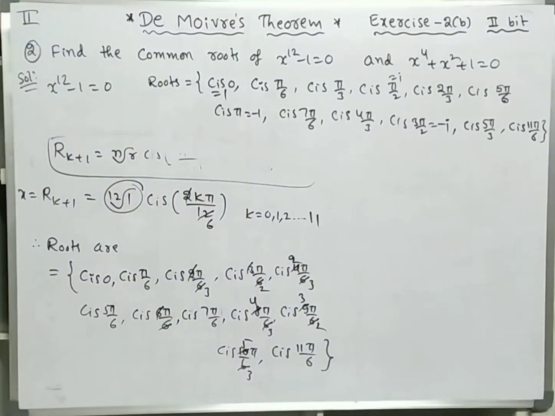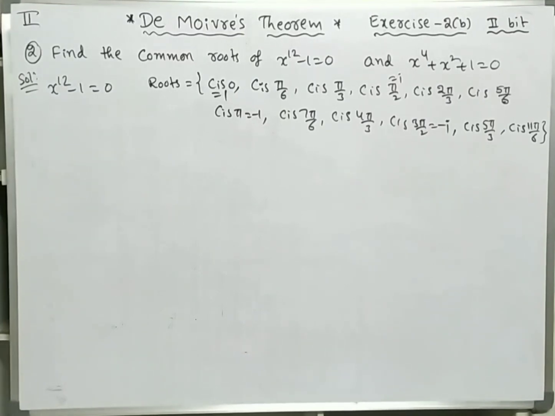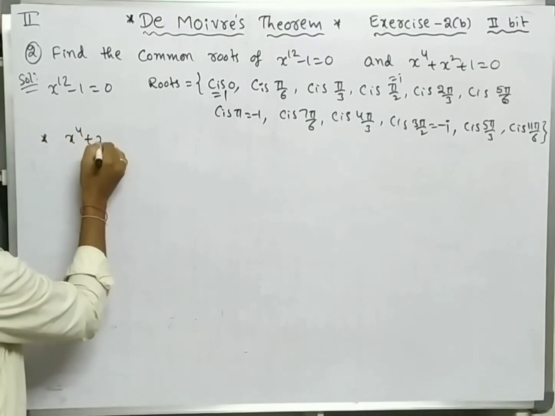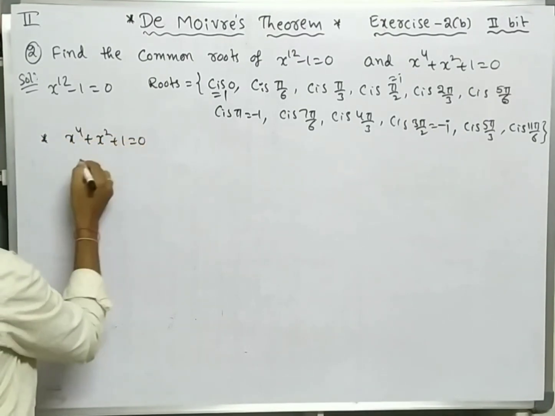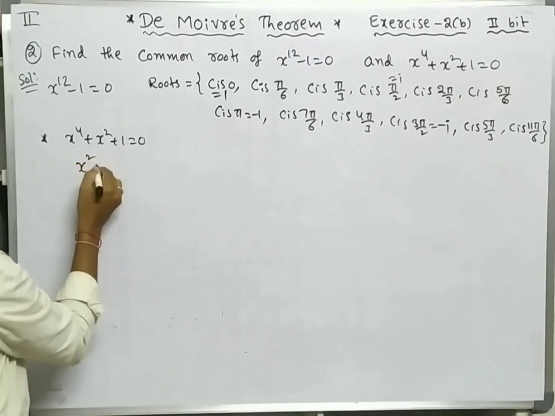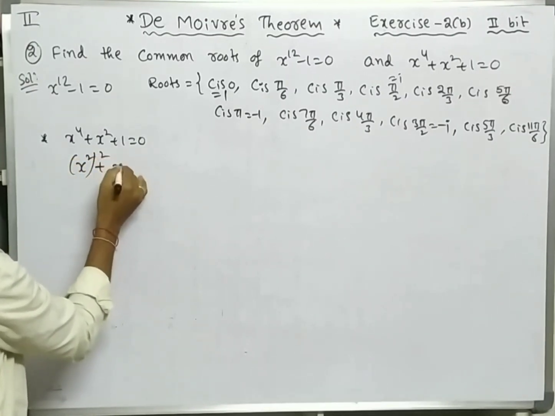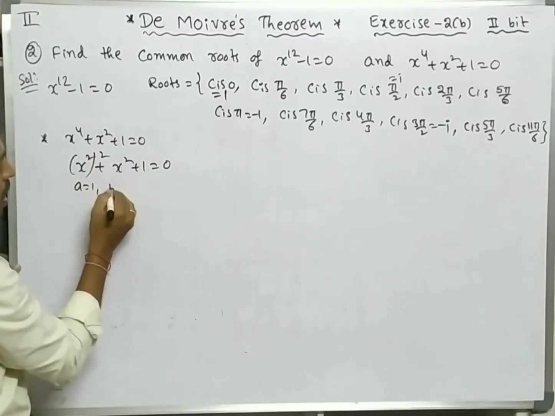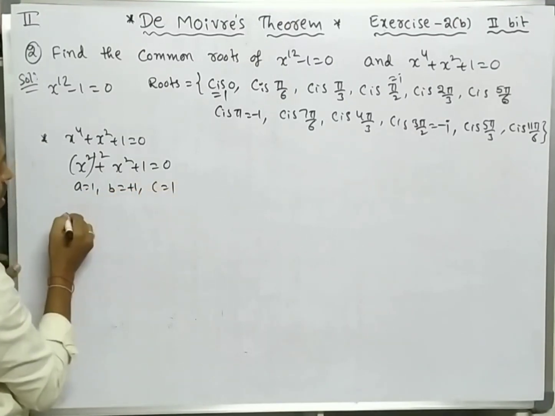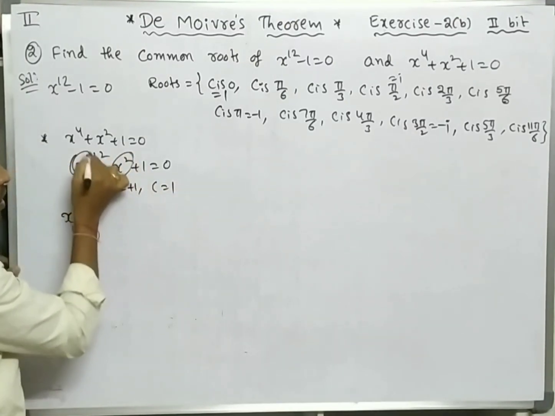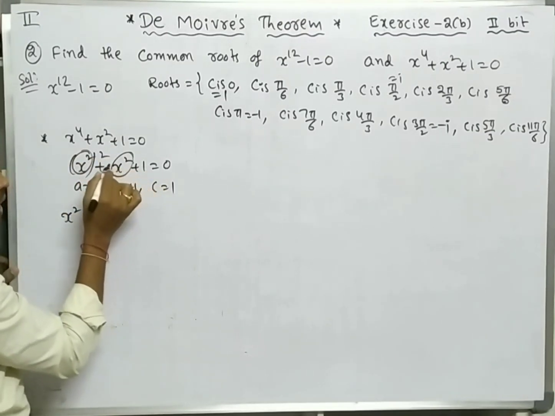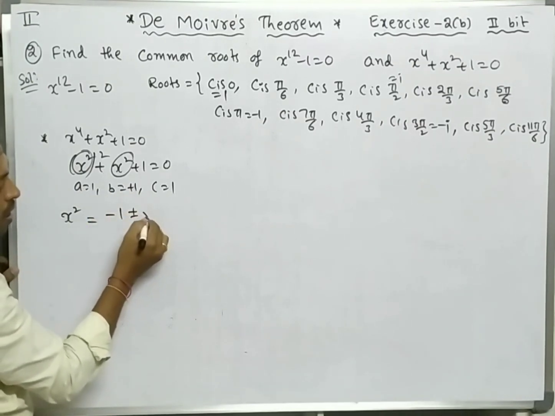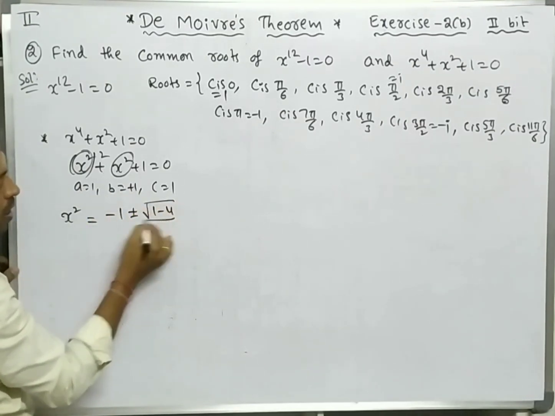Now, the roots of x^4 plus x^2 plus 1 equals 0. It is in quadratic form, that is (x^2)^2 plus x^2 plus 1 equals 0. Here a is 1, b is 1, c is 1. So this is a quadratic equation in terms of x^2. x^2 equals minus b plus or minus the square root of b^2 minus 4ac, over 2a.